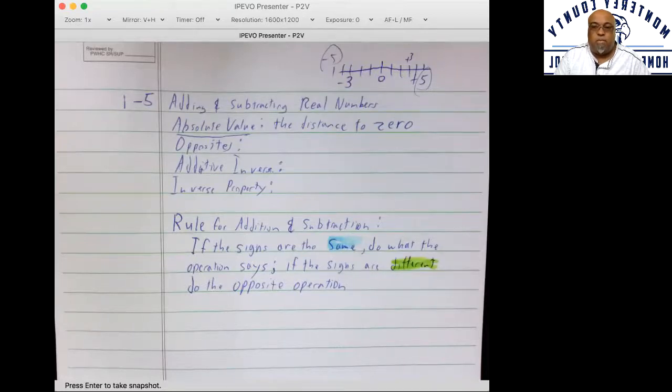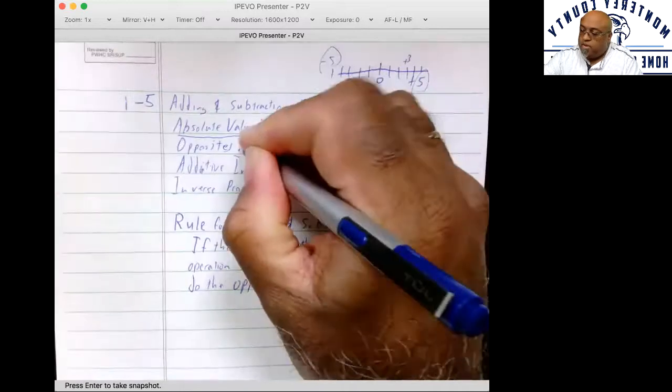Not is it greater by which side of the 0 it's on. Is it below 0 or is it above 0? That's not what matters. What matters is when we compare it to 0, which one is further away. Okay? Now, opposites, I think you know what that means.